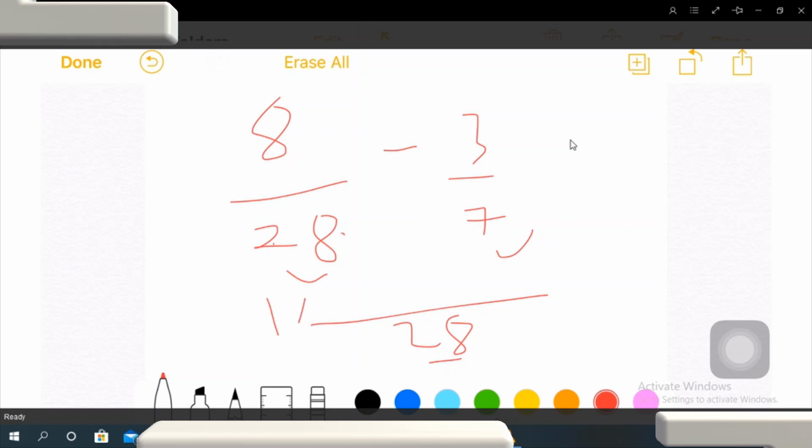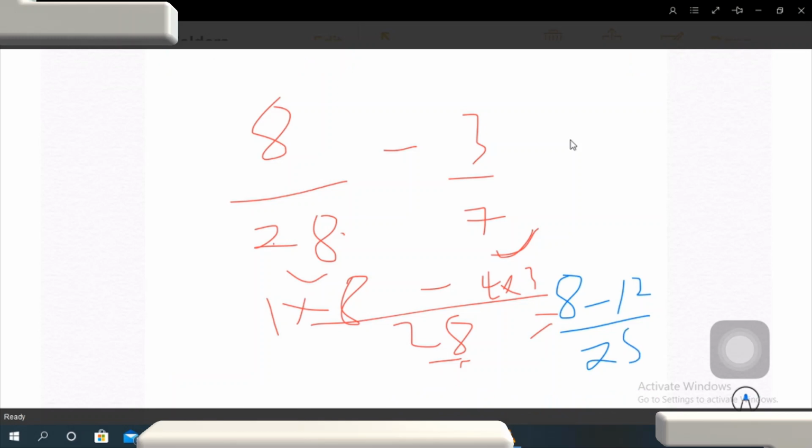1. So 1 times 8, 28. Minus 7 goes into 28 how many times? 4. That is 4 times 3. This gives us 8 minus 12 over 28. So fourth graders, please don't tell me it can't be. This is integer. So 8 minus 12. I'm having 8 CDs and I'm going to buy something which is worth 12 CDs. I am going to owe that person 4 CDs over 28.